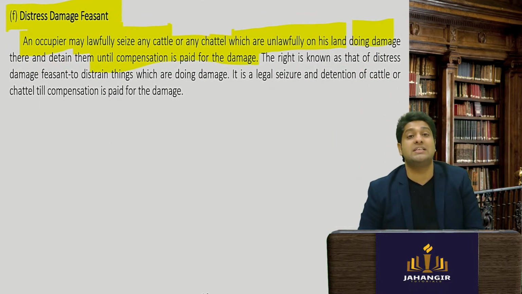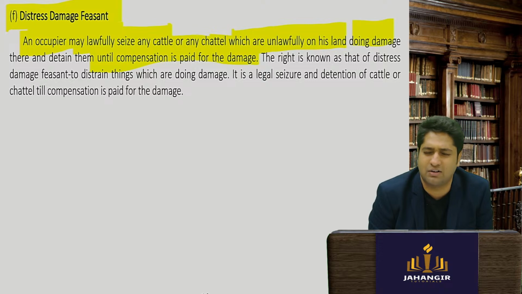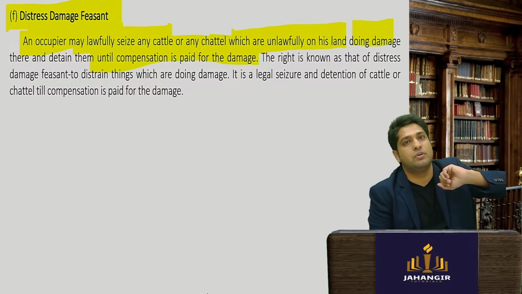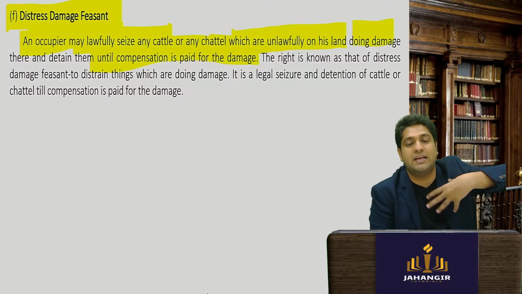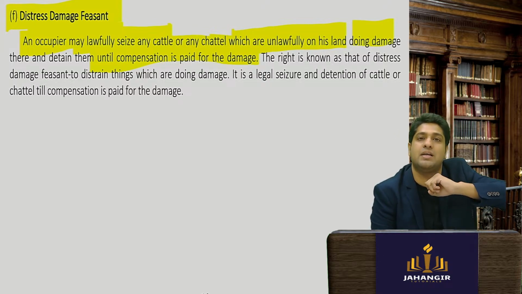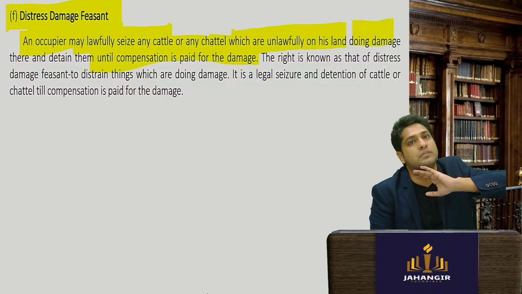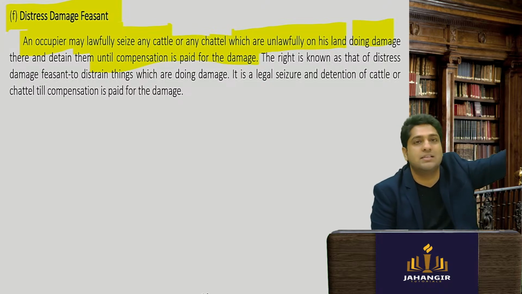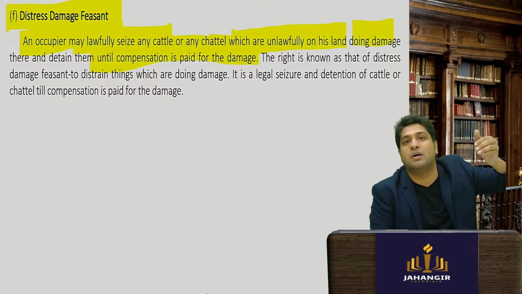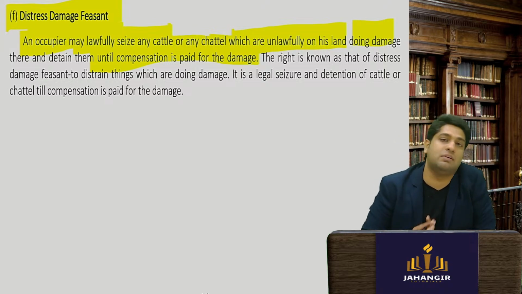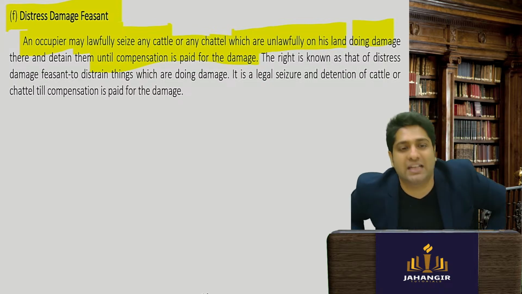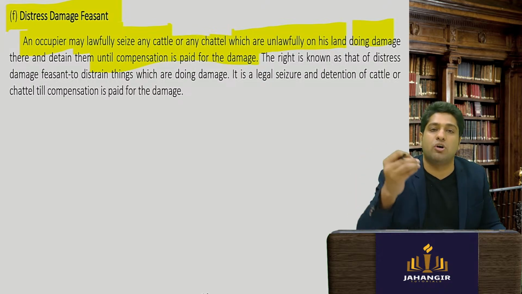Then there is something called distress damage feasant. It sounds very complicated, but it is very simple. This is from a village point of view: if some animal has come and eaten my crops, I will catch the animal and keep it until my money is paid. I will tell the owner of the cattle, listen, I'm keeping this cattle with me. He has eaten all my crops. Till you pay me my money, I will keep the cattle with me. Otherwise, I'll take ownership of the cattle. So it is seizing any cattle which has unlawfully caused damage on my land.